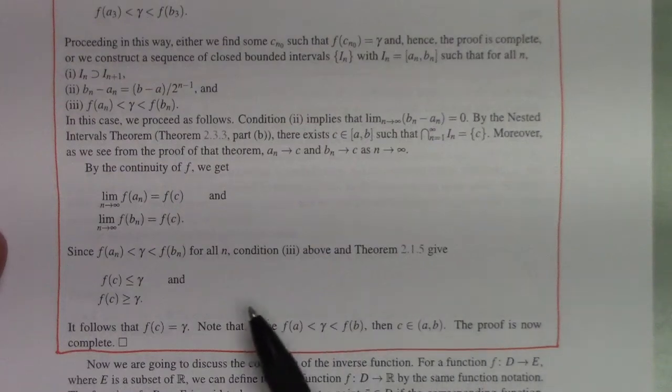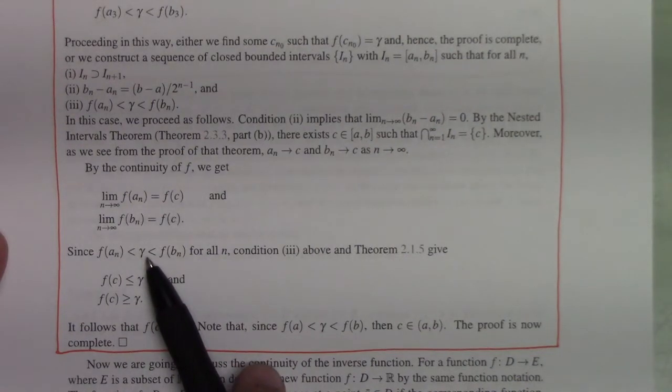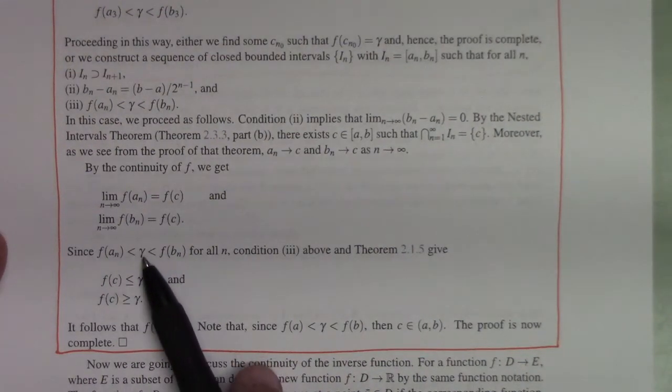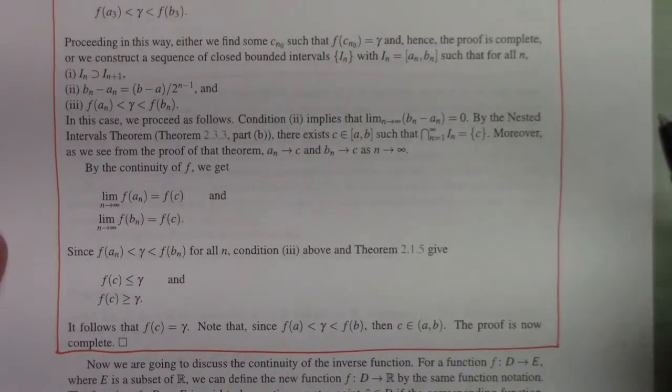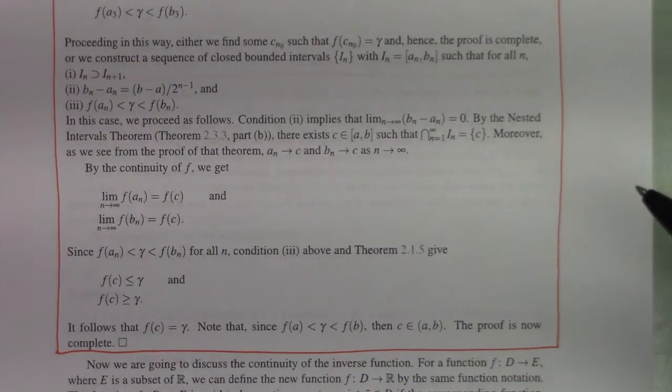And so you could use a squeeze theorem to see that f of c is less than gamma, but f of c is also greater than gamma. So what does that mean? I think I'm missing something. How did I get to less than or equal to?